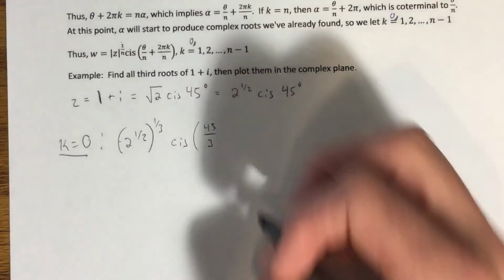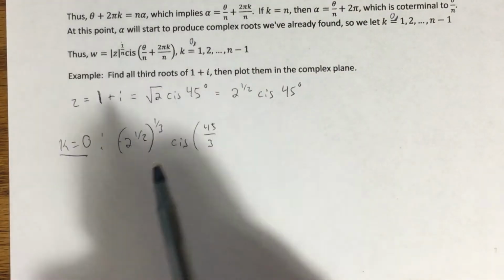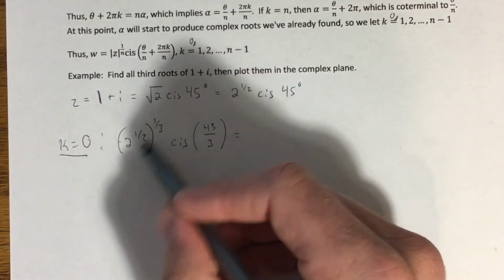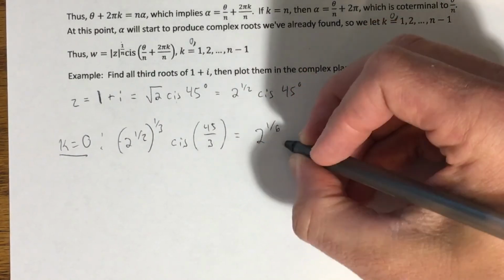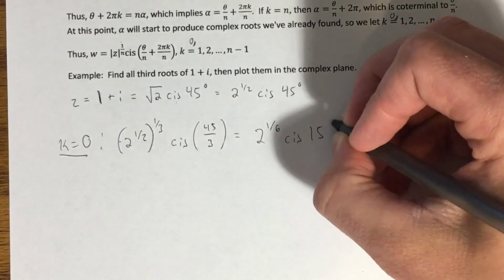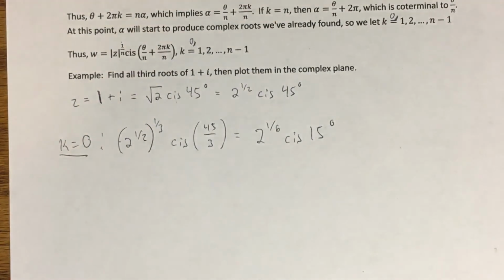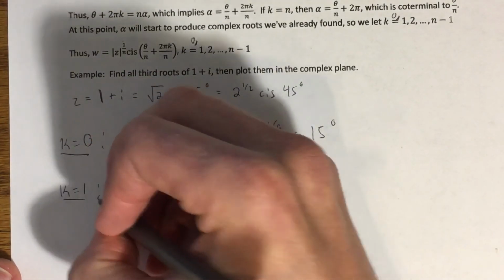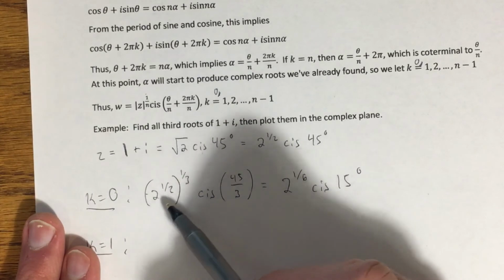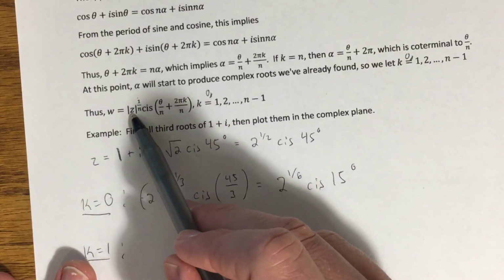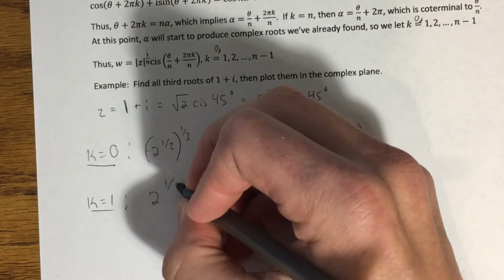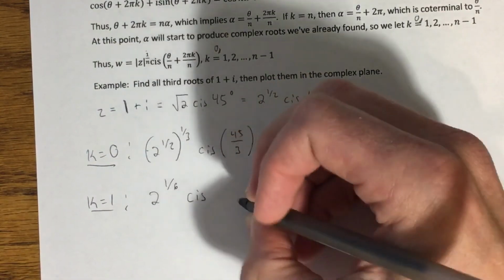45 over 3. And then if I plug a 0 in for k, this term just goes to 0 and nothing happens. So this gives me, after multiplying these exponents, 2 to the 1/6 power cis of 15 degrees. That's one of my roots for 1 plus i, my original complex number. Going on to the next root, if I do k equals 1, notice nothing changes about the magnitude of this thing. It's still going to be 2 to the 1/2 to the 1/3, which we know comes out to 2 to the 1/6. What about my argument, though?